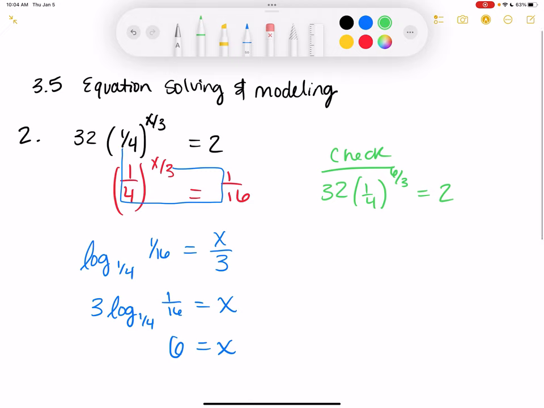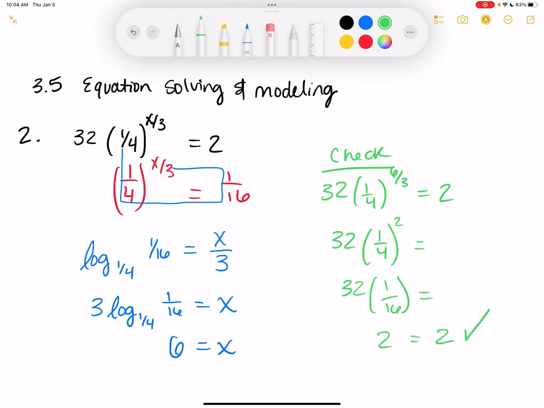So this would be 32 times 1/4 raised to the 2. And then that would be 1/16. So 32 times 1/16, and then 2 equals 2. So that's how you would check it.